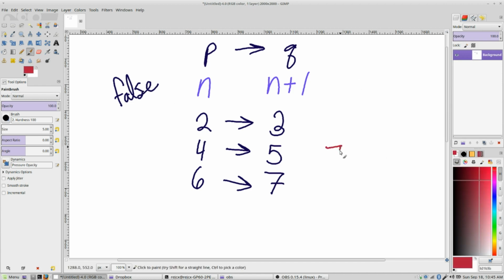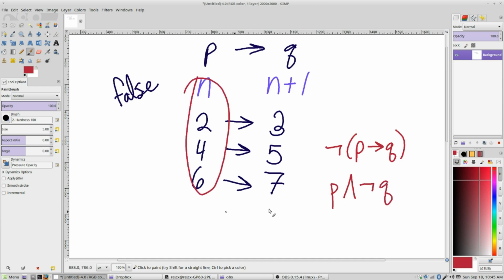And remember, the negation of P then Q isn't an implication, it's P and not Q. So we have a true hypothesis, but our conclusion ended up being false. So false.